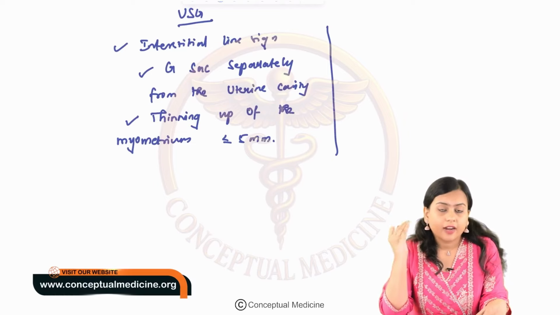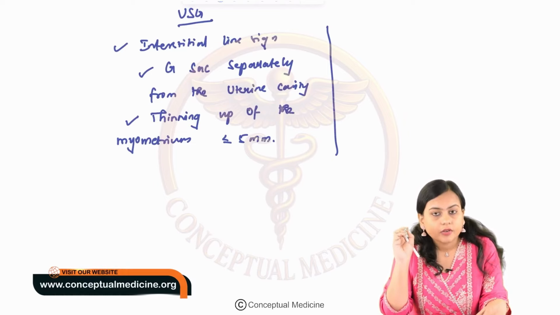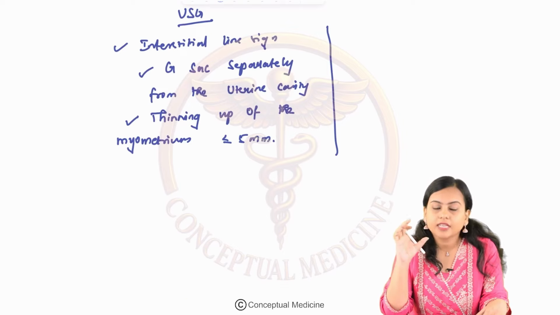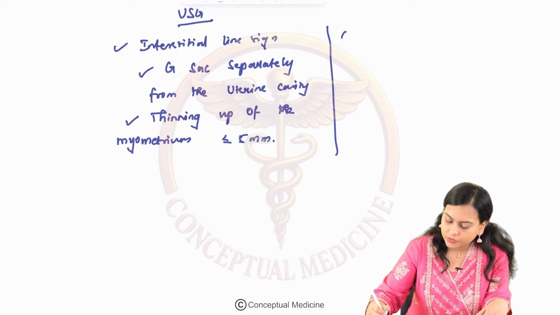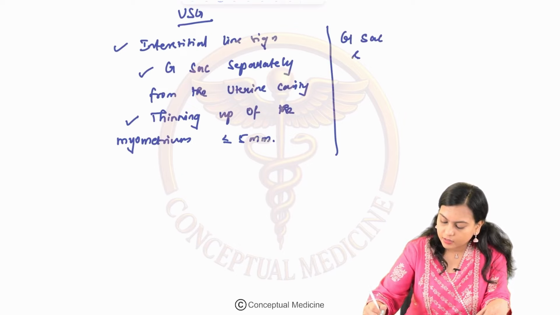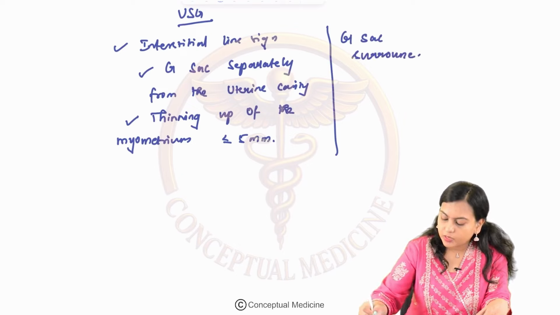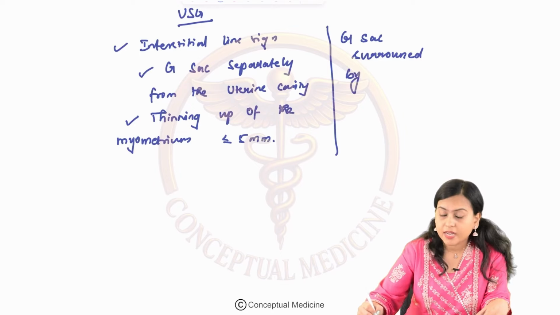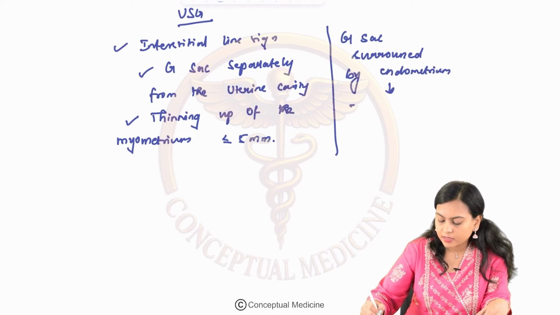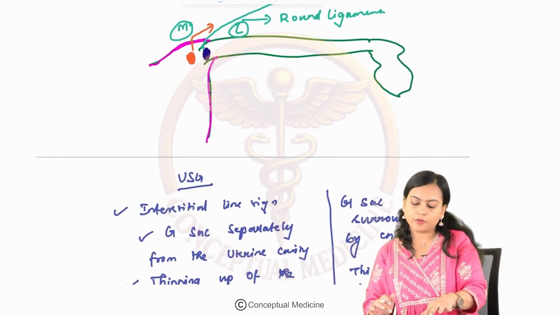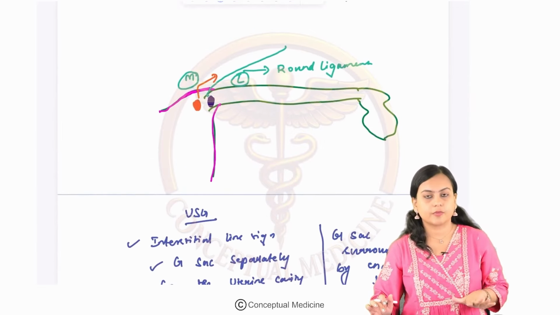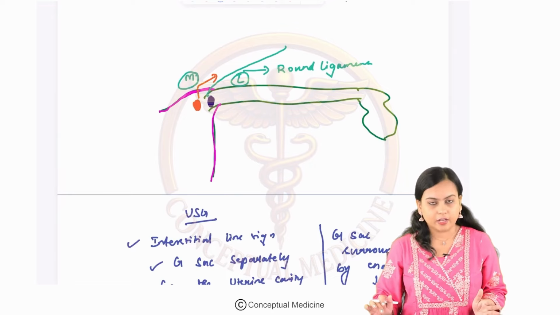Whereas in an angular pregnancy, the gestational sac will be surrounded by endometrium and there will be a thick myometrial layer. So, the G-sac is surrounded by endometrium and there is a thick layer of myometrium also. Clear? So, I hope you have understood now what is interstitial pregnancy and what is angular pregnancy, right?